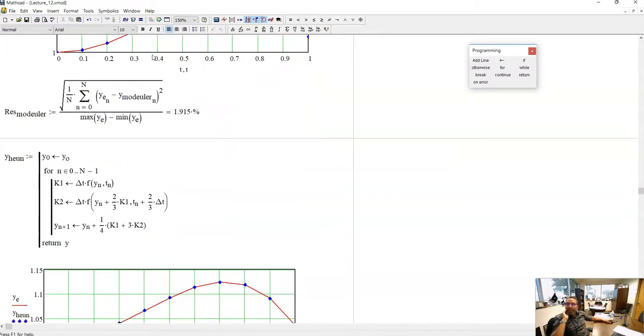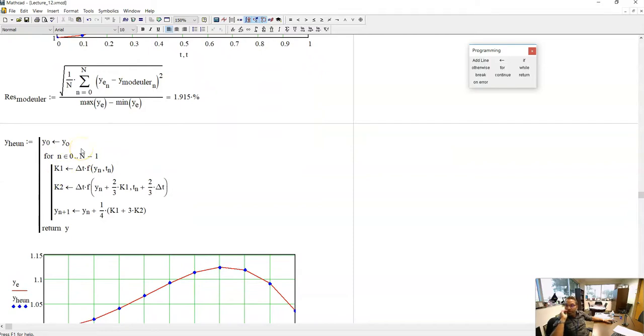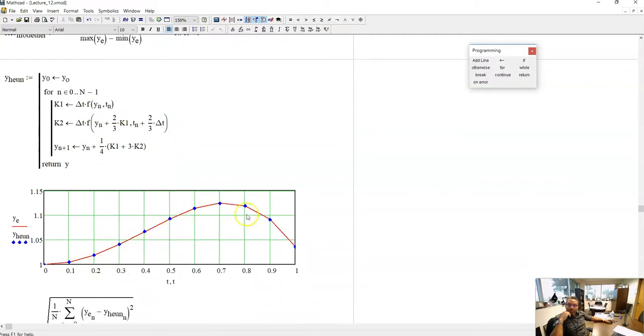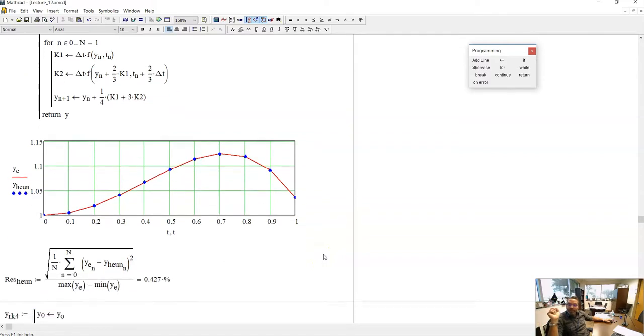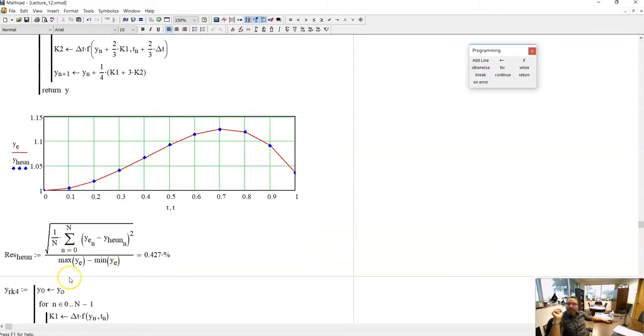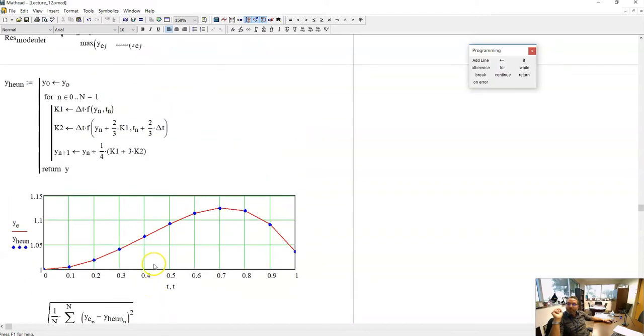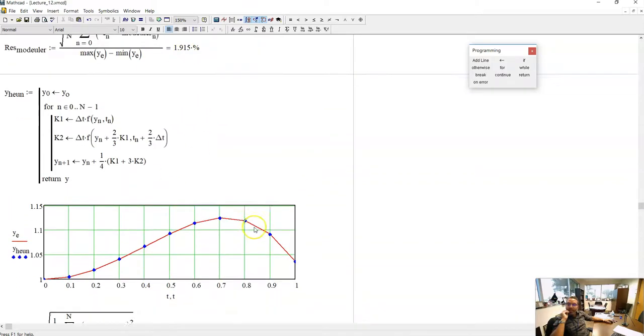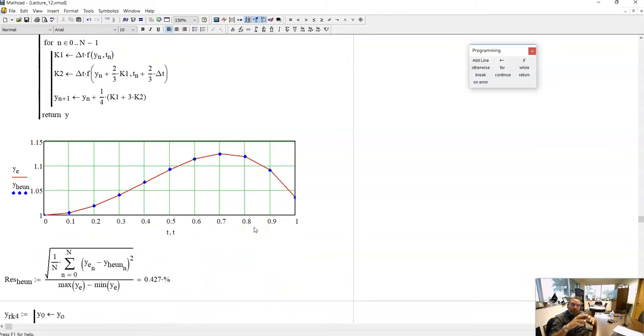The Heun's method, which is also order delta t squared accurate, second order accurate, has a predictor and a corrector, and it produces also what's at least qualitatively looking like a very good solution. If I quantify the error using this residual, I notice that the error is actually smaller than the modified Euler. Now, the Heun's is not necessarily more accurate than the modified Euler. They're both delta t squared accurate. It's just that the Heun's will work better for certain classes of problem than the modified Euler will.